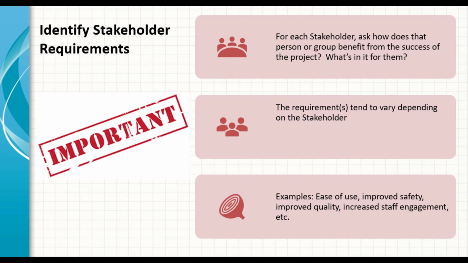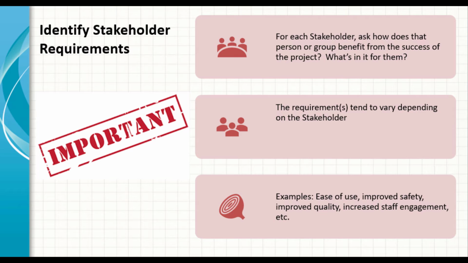Okay, at this point, we've finished our brainstorm and we know who the stakeholders are. Now, it's time to establish the requirements for each stakeholder. You'll have to ask yourself, how does that person or group benefit from the success of the project? Or, in other words, what's in it for them? Why should they care that the project succeeds? If you're unable to confidently answer these questions, just ask. Seek out the stakeholder and ask them.